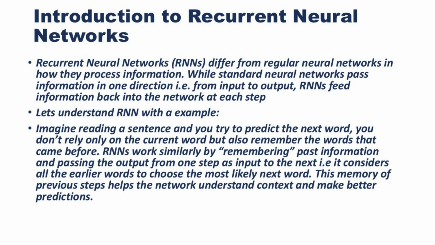Introduction to recurrent neural networks. Recurrent neural networks are different from regular neural networks. In normal neural networks, information flows only in one direction, from input to output. But in RNNs, information is passed back into the network. This allows the network to use previous information while processing new input. RNNs are specially designed to work with sequential data. This means data where order matters.